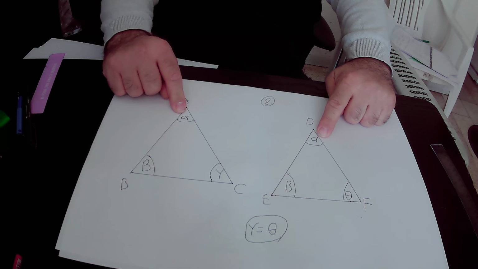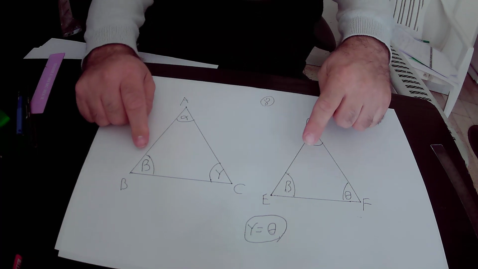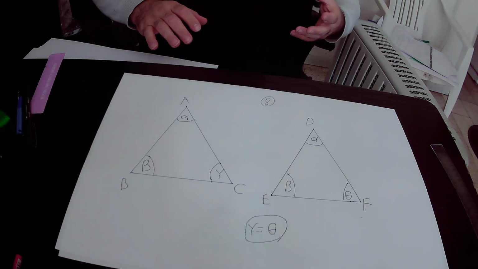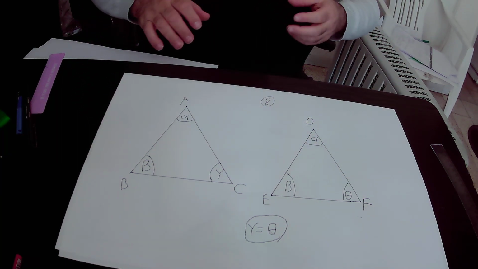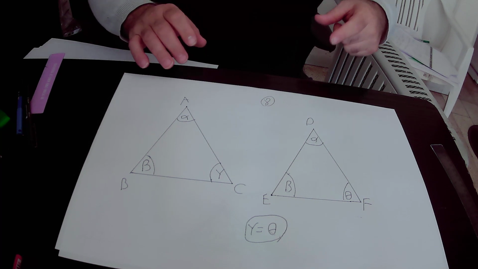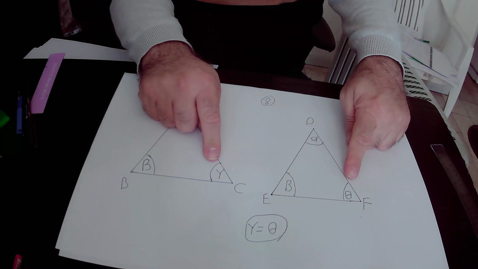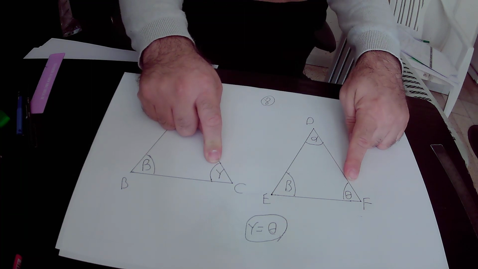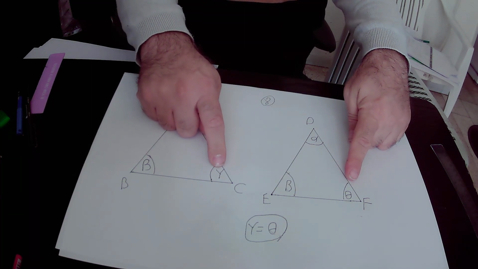Those two angles are both equal to alpha. This is the second pair of angles that are congruent to each other. Those two angles are both equal to beta. Then if this is the situation where we have two pairs of angles that are congruent in two triangles, then the third pair of angles must also be congruent. That is to say, according to the third angle theorem, angle gamma equals angle theta.